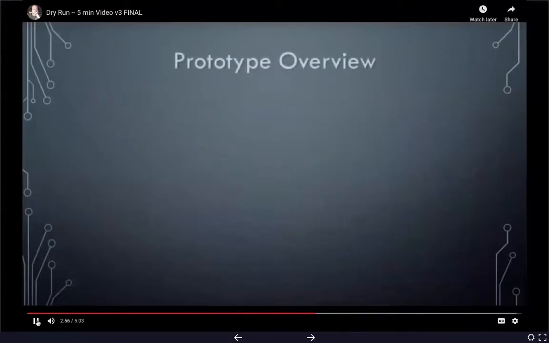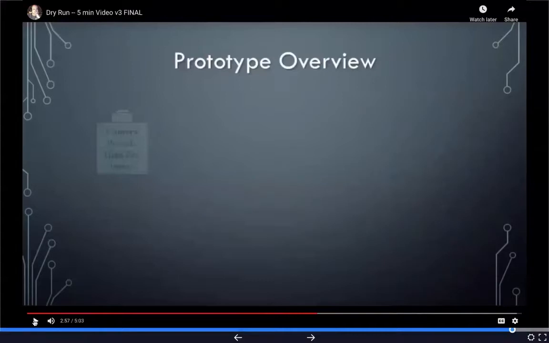Notice here in the prototype overview. So I like this idea, as you can imagine, because it's very, very simple, right? And there's a pretty clear reason why this is nice. It will be useful, for example.